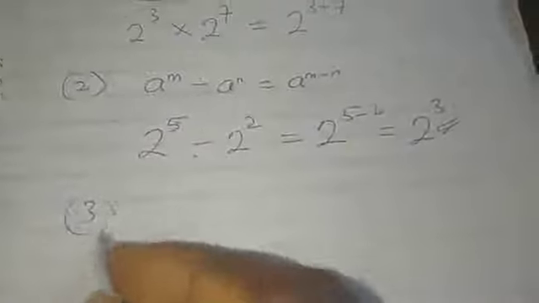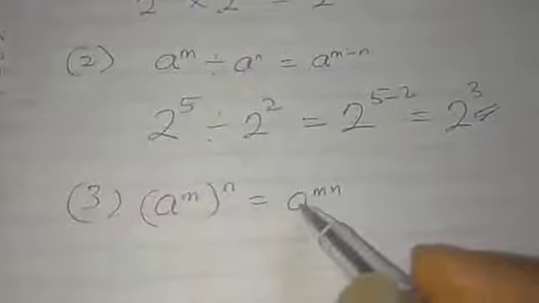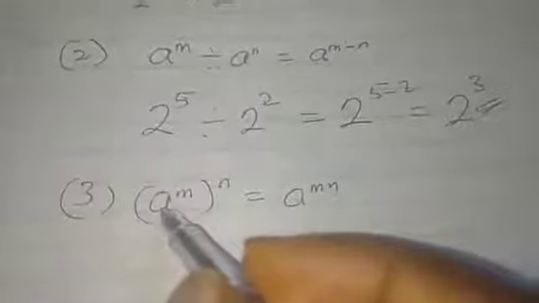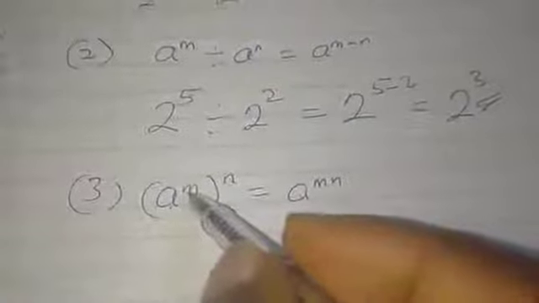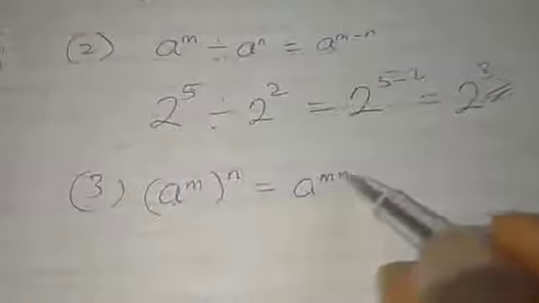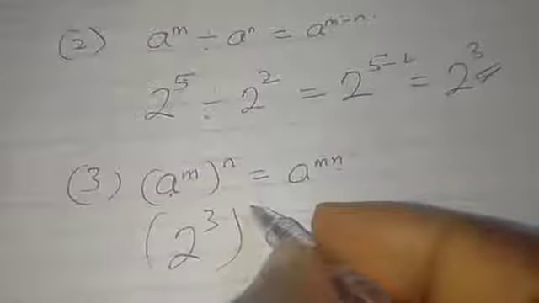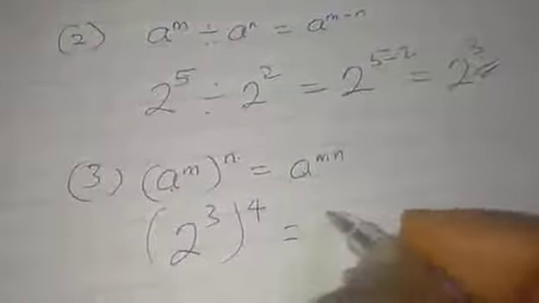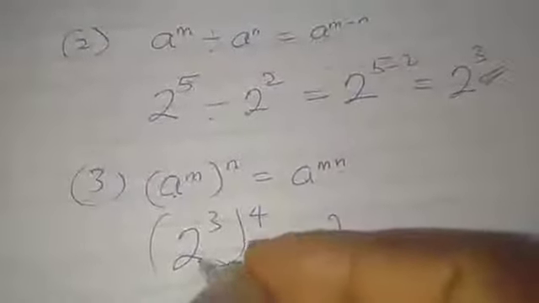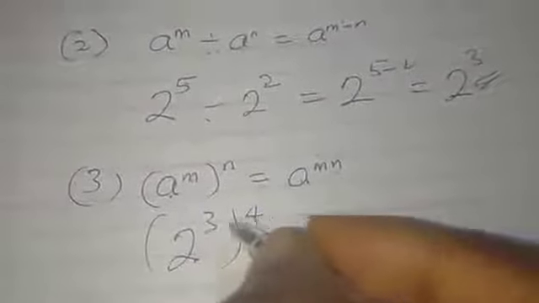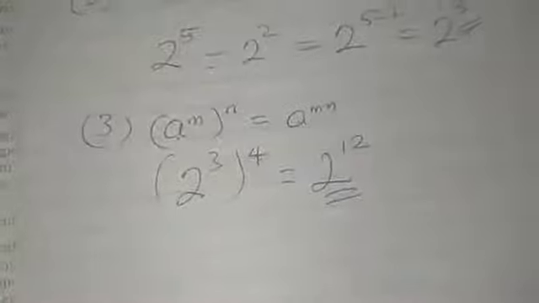Another important law is a raised to power m, then raised to power n, is equal to a raised to power mn. What this simply means is that if a base, a number, is having 2 powers at the same time, m and n, the law says we should multiply. For instance, if you have 2 raised to power 3, also raised to power, let's say 4, the law says I should multiply the powers. You can see this is a single number that is having 2 powers at the same time. So you multiply 3 times 4 will give me 12. So that is what the law says.